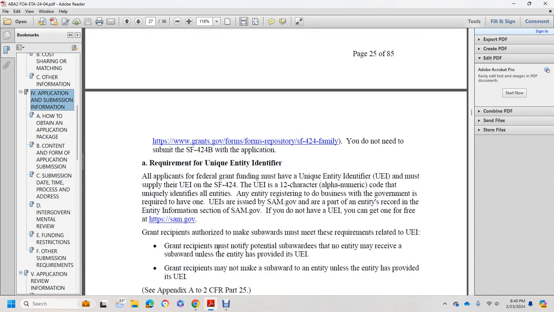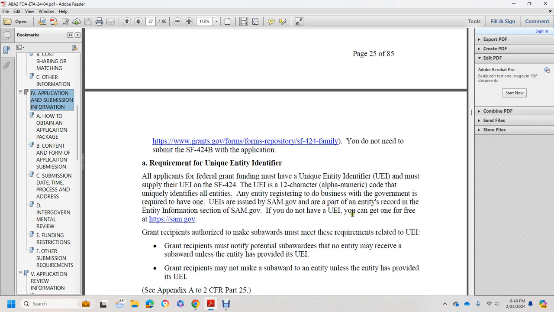Alright, a requirement for the unique identifier. All applications for federal grant funding must supply the UEI on Standard Form 424. The unique entity identifier is a 12-character code that identifies all entities registered with the government, if required to have one. The unique entity identifier is issued by SAM.gov as part of the entity's record and entity information in SAM.gov.